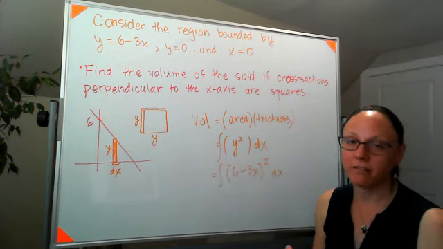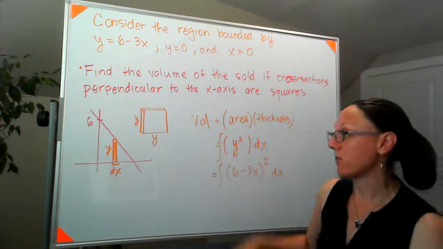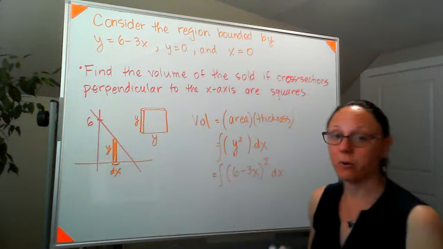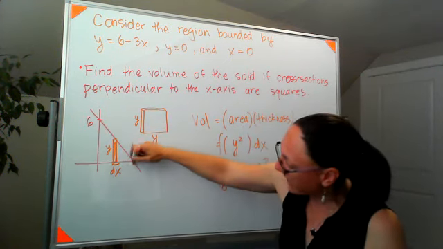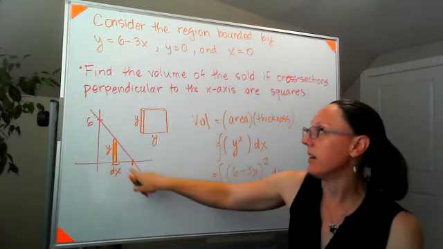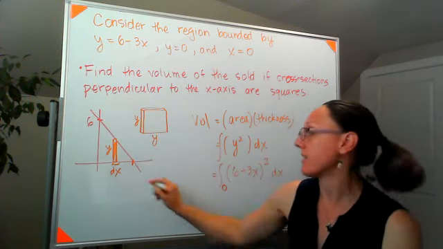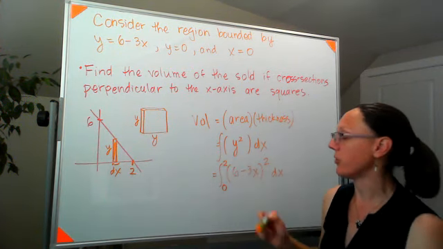Now the next piece we have to figure out is where our cross sections are so that we have our bounds for the integral. These cross sections are going to come as far to the left as x equals 0, and as far to the right as, okay, we're going to need to know that point there. Well, if that's the line 6 minus 3x, then I know that has an intercept over here at 2. So we'd be integrating from 0 to 2.